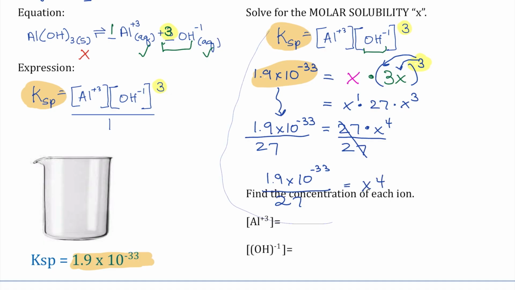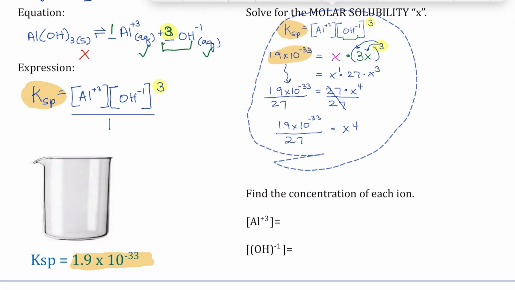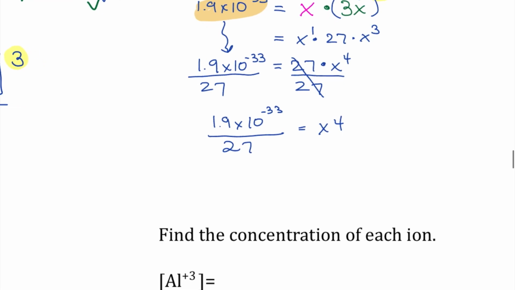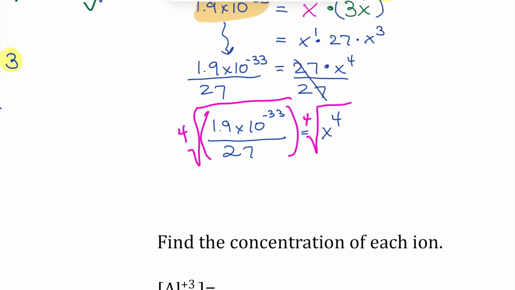Well, how do I undo an x to the 4th exponent to get that x by itself? Well, just like if we had x squared, we would take the square root, we need to now do the fourth root of both sides to find what x is. And we're doing the fourth root of this whole expression. I just go ahead and solve all of that at one time instead of having to write those out. But if you wanted to, you can do this division and then do the fourth root on that number.